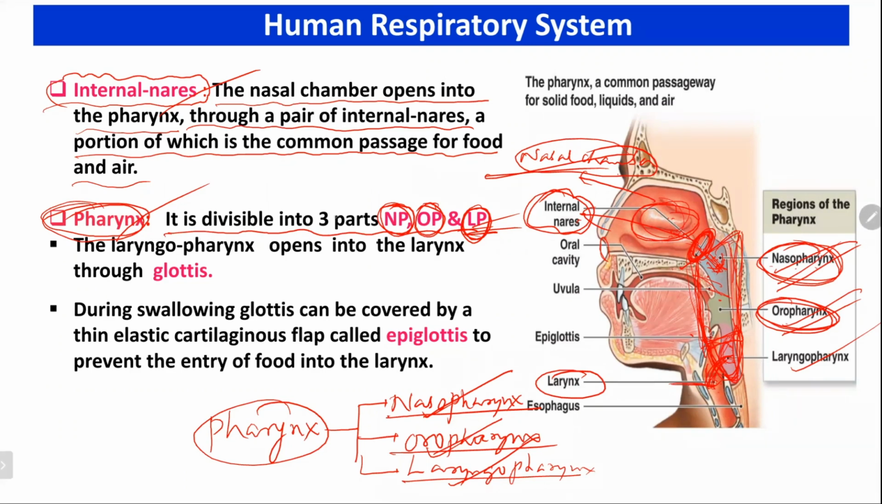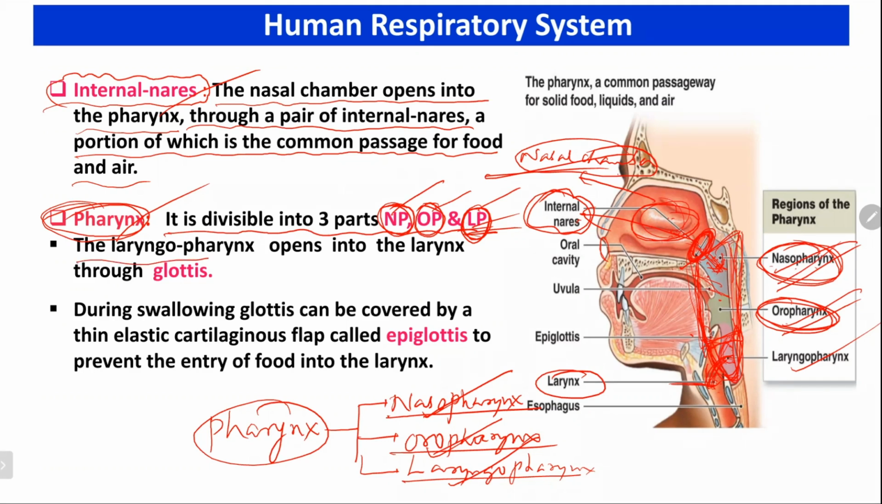The pharynx is divisible into how many parts? Three parts: nasopharynx, oropharynx, and laryngopharynx. And the specialty of the pharynx is that it acts as a common passage for both food and air. That you need to remember. I explained what the nasopharynx is, what the oropharynx is, and what the laryngopharynx is in detail.